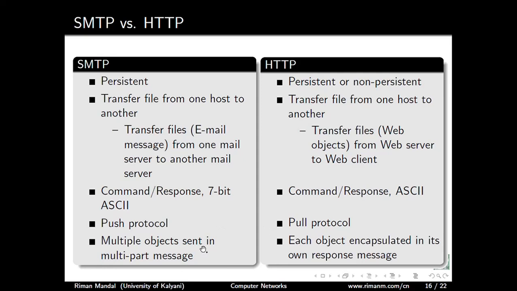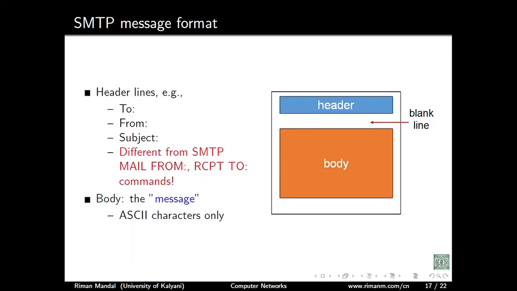Multiple objects can be sent in a multi-part message. That means if we have to send multi-part objects, then we have to use a multi-part message, whereas in HTTP different objects can be encapsulated in a single file or single response. So this is how an HTTP message format looks like. First the header line, then a blank, then a body.